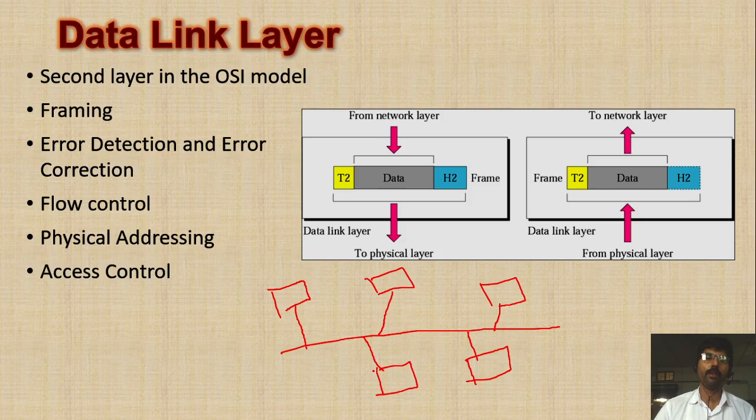Now, if two devices want to transmit data, then the data link layer will decide who will transmit first and who has to wait. That is called access control. Some of the jobs of the data link layer are framing, error detection and correction, flow control, physical addressing, that is the MAC address, and the last one is access control.